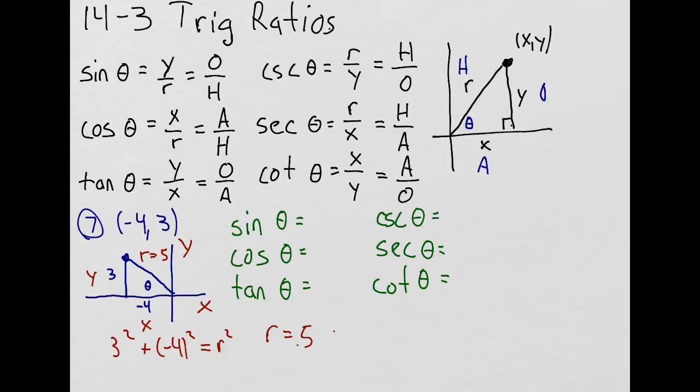Really, all you have to do is plug it in now to get all these trig formulas. So let's look at these 6 different trig functions right here. What do we have going on? Sine is y over r, opposite over hypotenuse. What's that going to be? Y is 3, r is 5. So it's 3 over 5.